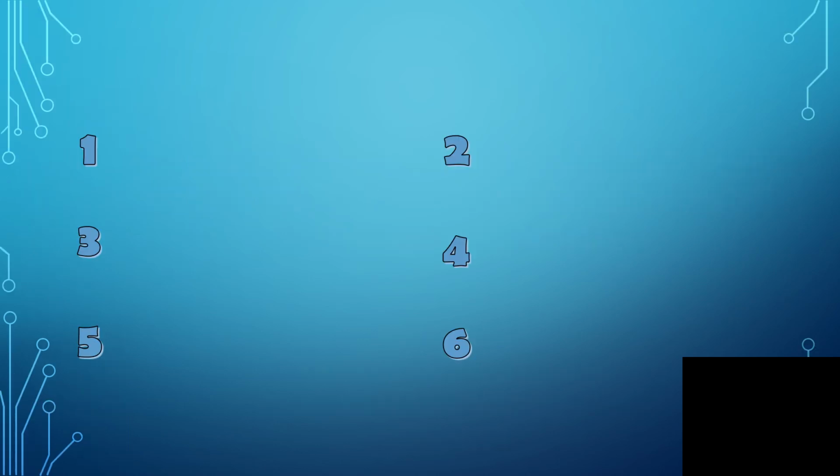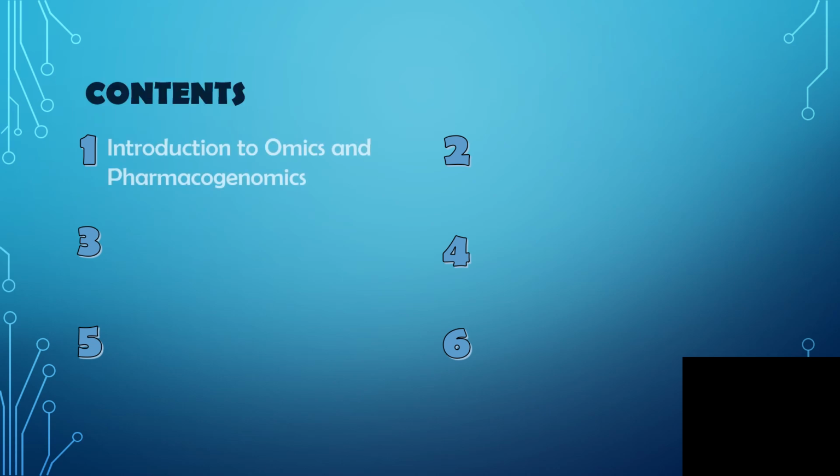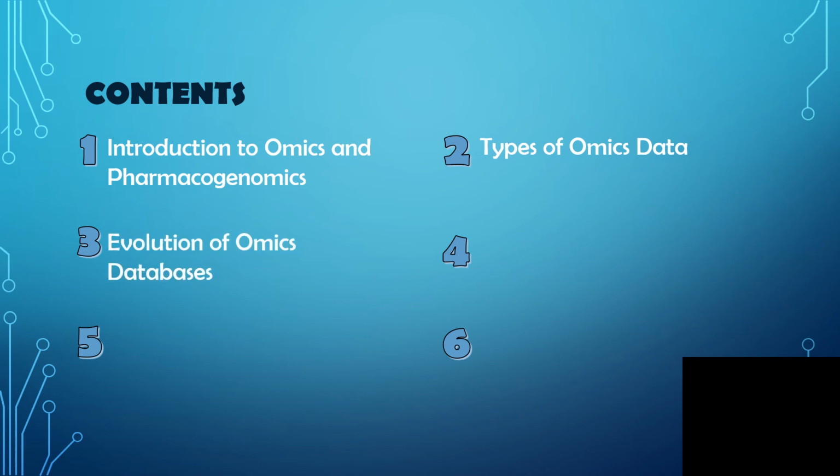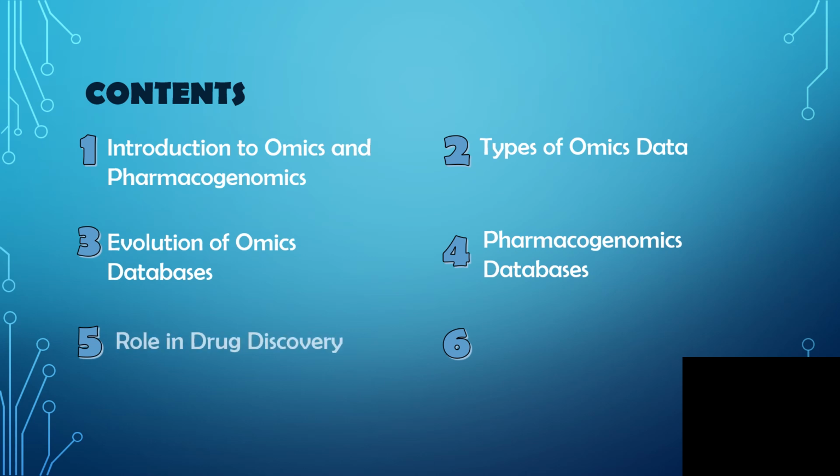To give you an idea of what we will cover today, here's the outline. We will begin with an introduction to omics and pharmacogenomics, then explore the types of omics data and their significance. Next, we will trace the evolution of omics databases over the years. We will look at the pharmacogenomic databases that guide personalized medicine, discuss their role in drug discovery, and finally, we will address the challenges and future directions in these fields. Keep this structure in mind as we move forward.